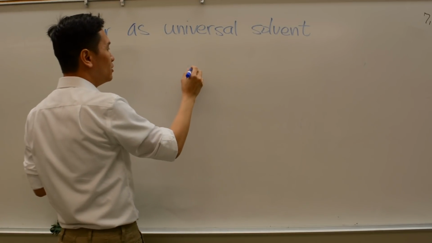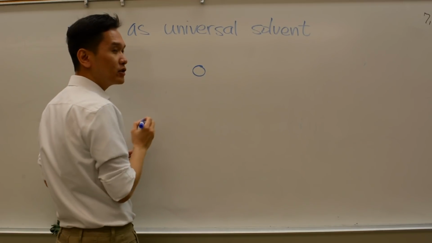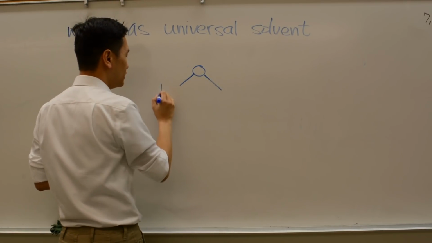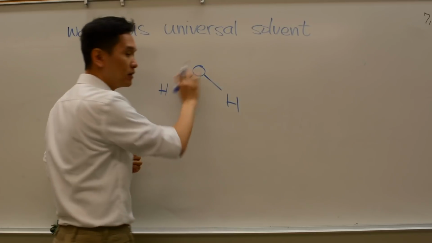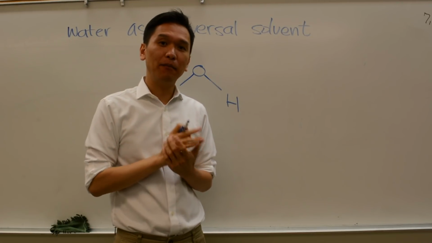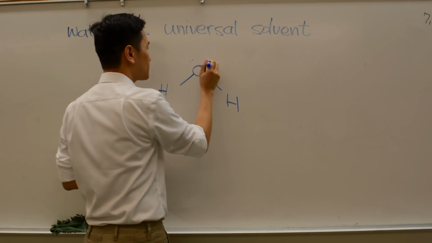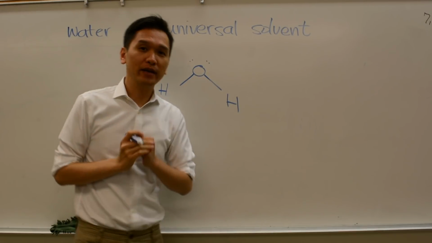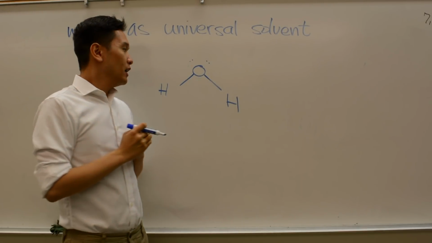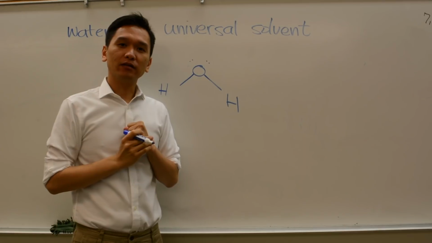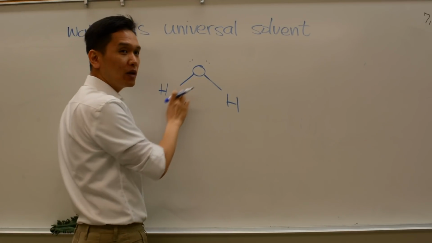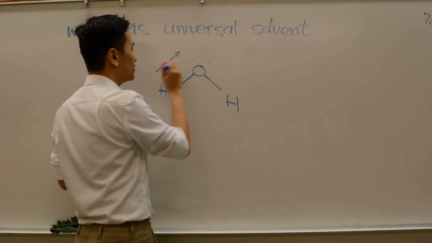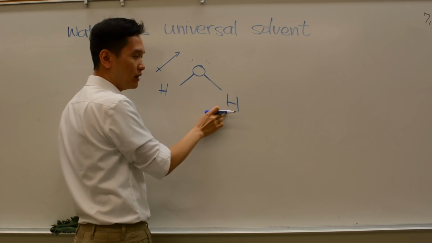If you draw in the Lewis structure for water, we have oxygen connected to two hydrogens. Remember the geometry of this is that it is a bent molecule. Because of those lone pairs, it makes it a bent molecule. And what is the polarity of this compound? Oxygen is more electronegative, so it pulls electrons this way. Oxygen, again, is more electronegative.